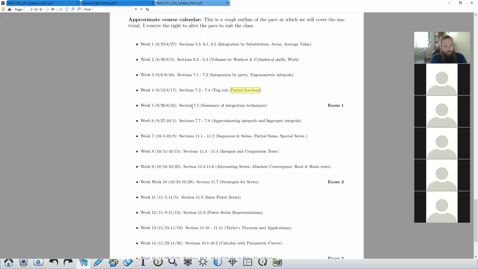Early next week, we will go through section 7.5. And then on Friday of next week, you will have your first test. So we're almost there for test 1. It's not an easy test. We've got substitution, areas, average value, all of those volume problems, work, integration by parts, and all the other integration methods. So make sure you're prepping.